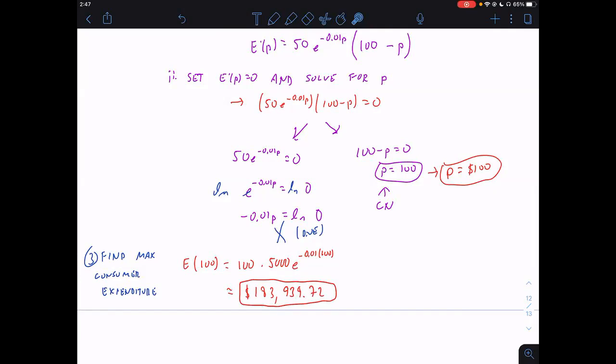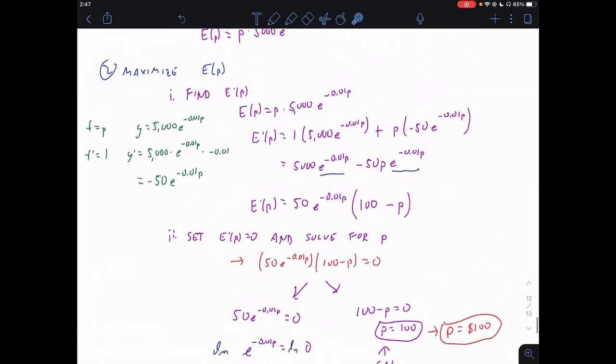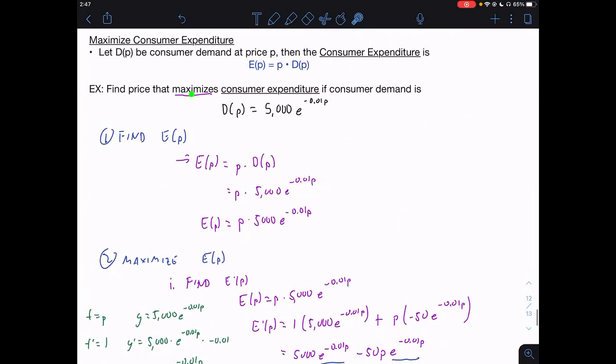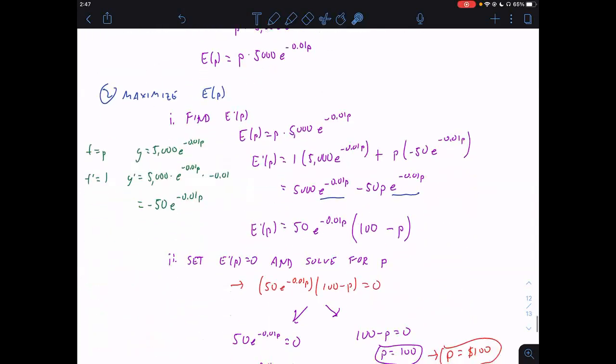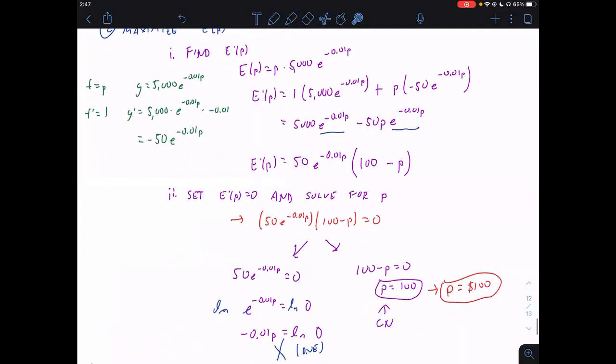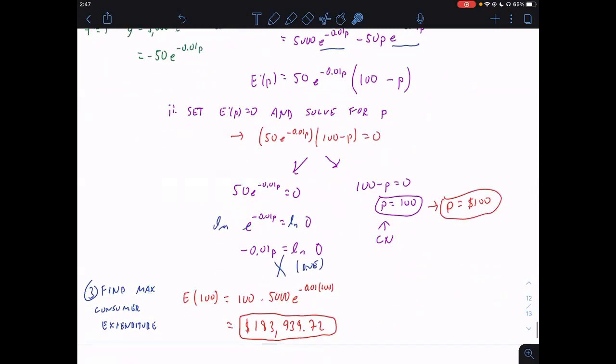So again, not too different from the process that we saw in chapter 3 when it comes to maximizing or minimizing a function. The process is the same, except that in this case, we first have to define our expenditure function, which is defined as P times D of P. Once we define that function, the steps are similar to what we saw in 3.4 and 3.6. Find the derivative, set the rate equal to 0, and solve for our critical number, which will be our optimal point. To find the actual maximum or minimum value, we take that optimal point and plug it into the original equation that we're trying to optimize.